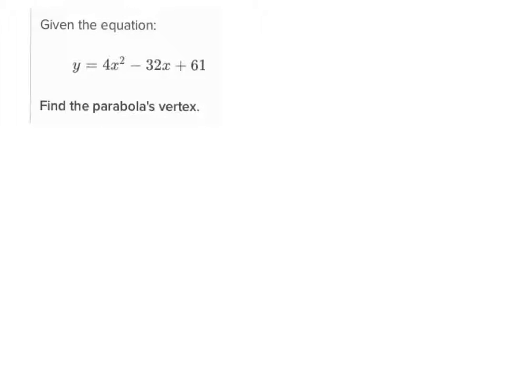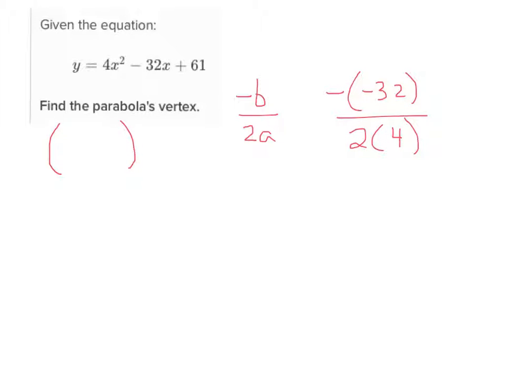Okay, so on this one, we also have the same instructions. Given the equation y equals 4x squared minus 32x plus 61, find the parabola's vertex. Okay, now the vertex is always an ordered pair. The first value in the ordered pair is the axis of symmetry, negative b over 2a. So I've got negative, and then b is negative 32, over 2 times a, which is 4. And so that gives me positive 32 over 8.